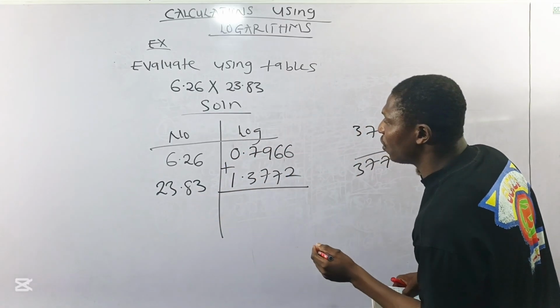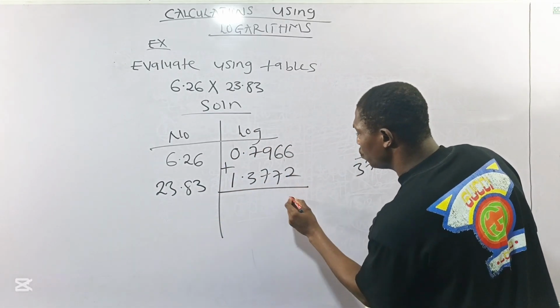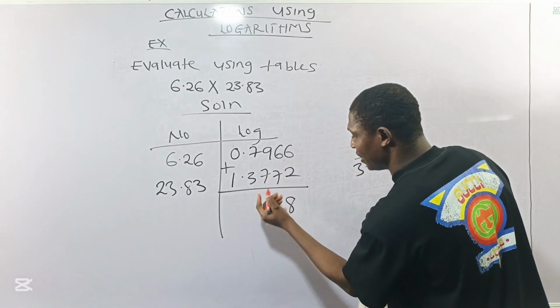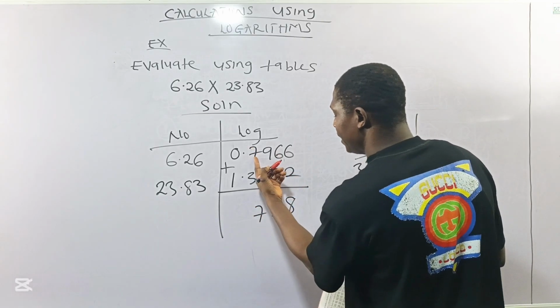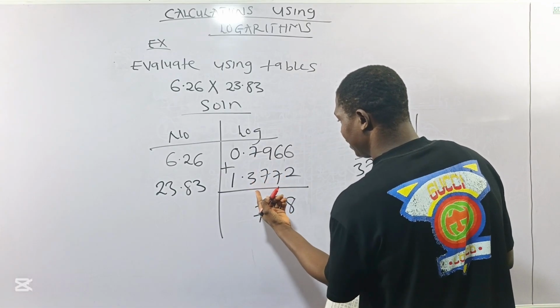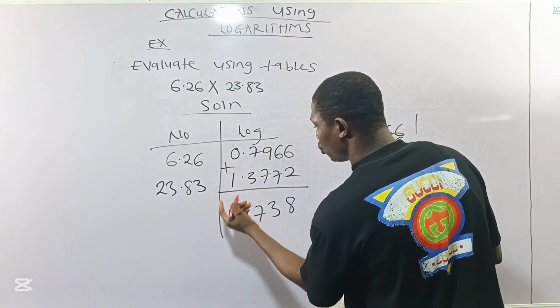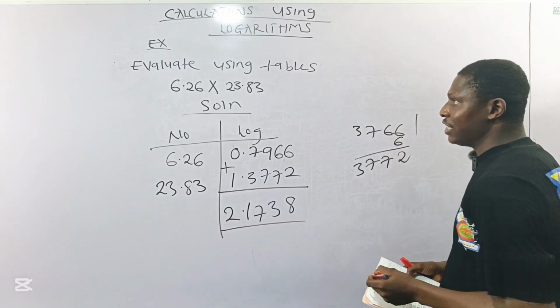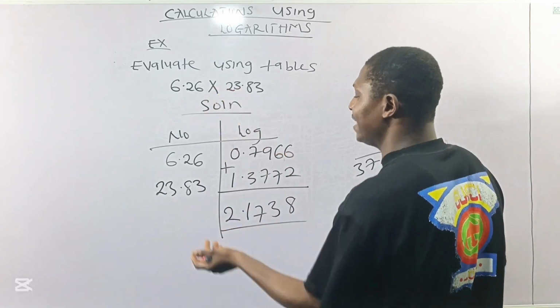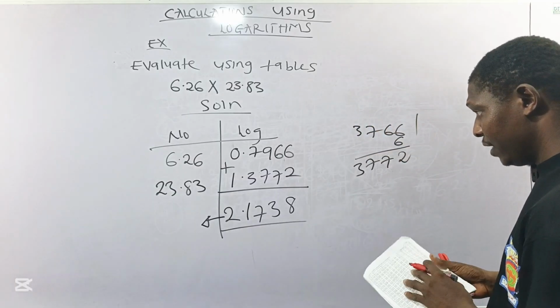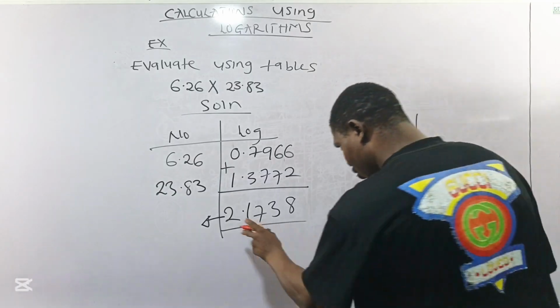If I add up both, I'll have 6 plus 2, 8. 7 plus 6, 13, 3 carry 1, 10, 17, 7 carry 1, 8. 8 plus 3 will give me 11, 1 carry 1, 1, 2. So I have this as my log of this and this. So I need the antilog. For my antilog, I'll have 17. Remember, you are not using this 2.